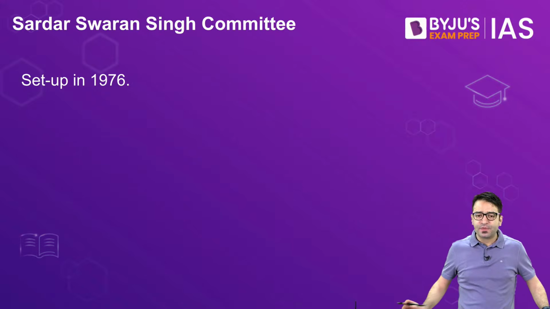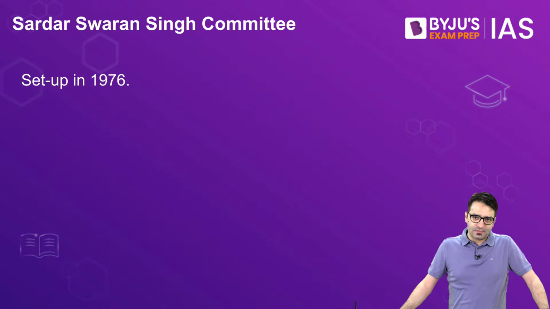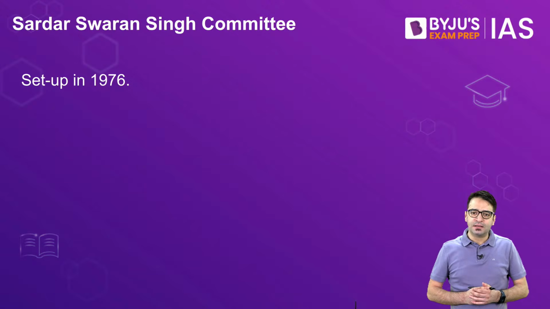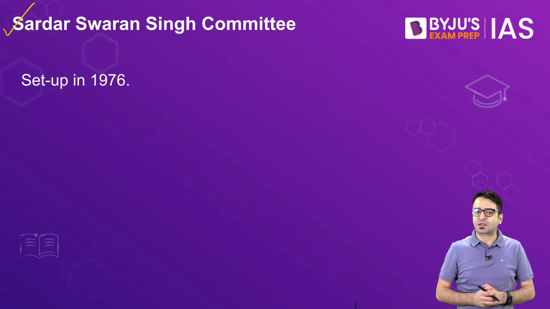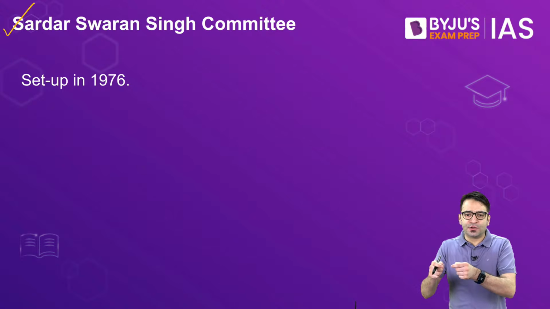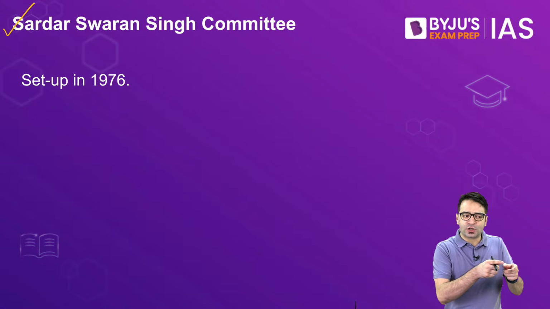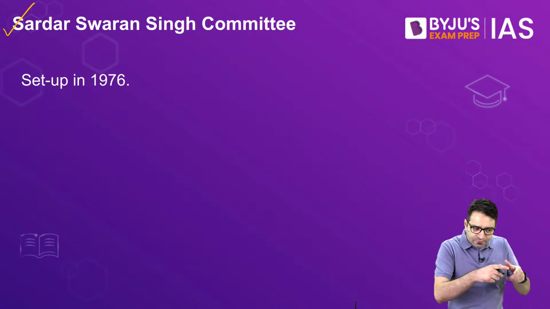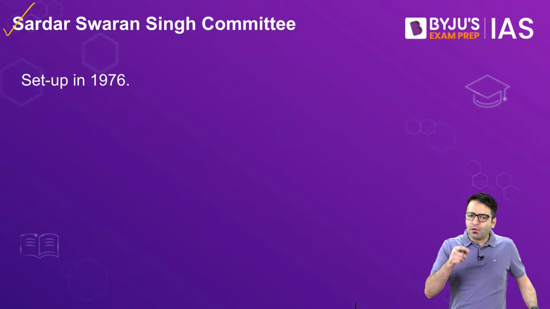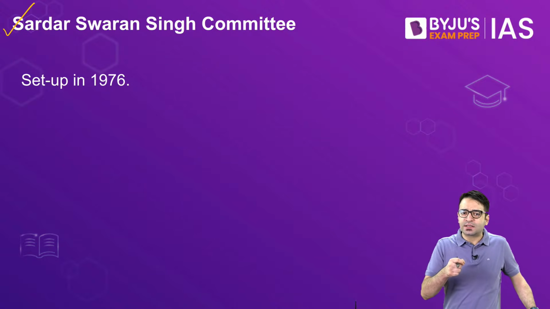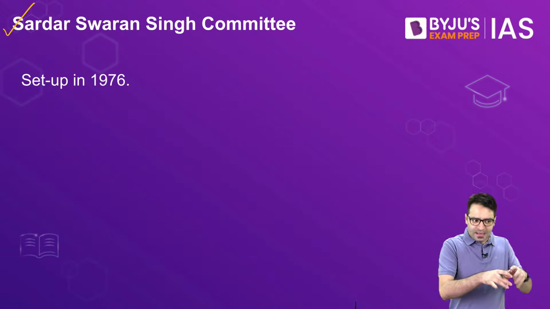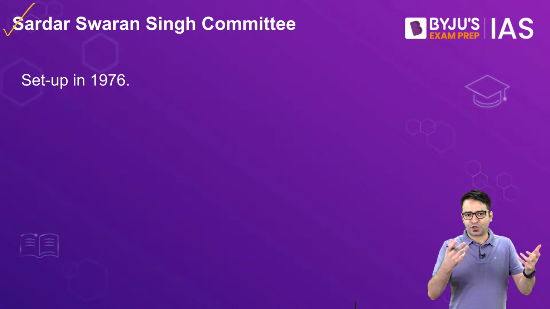Let's look at something else. The year was 1976. A committee was set up by the then government headed by Srimati Gandhi. This committee was headed by Sardar Swaran Singh. So these fundamental duties were added to the constitution based on the recommendations of the Sardar Swaran Singh committee, which was set up in the year 1976. But one more important point: all the recommendations of the committee were not accepted by the government. Some were accepted, some were not. And for those which were accepted, the constitution was amended.